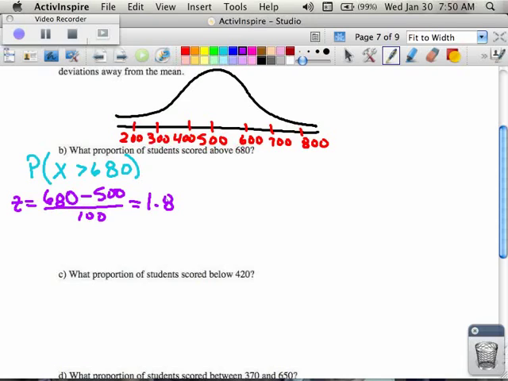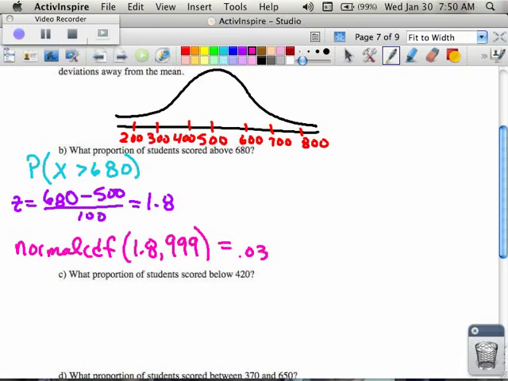To find the proportion, in our calculator we go normal CDF, 1.8, and yesterday I used 99. You can use 999 if you want to, because you're going to the right. And you end up with 0.0359.